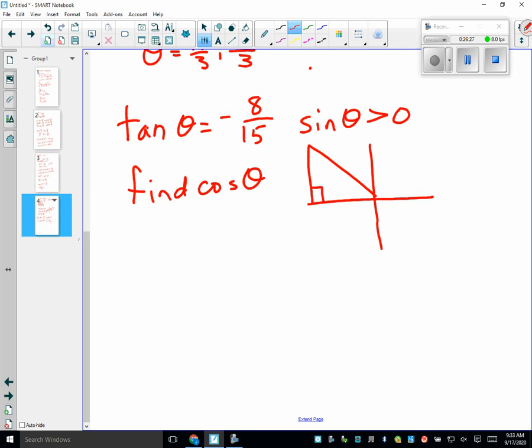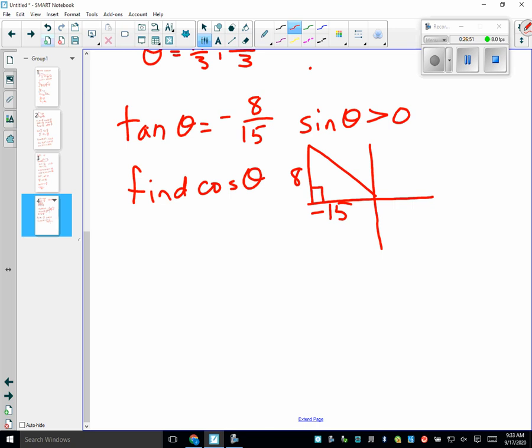What did you mention? Tangent. Isn't this 8 and this negative 15? What is my hypotenuse? 17. How'd you get that? Pythagorean theorem.